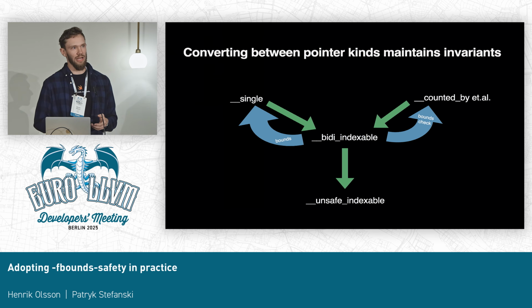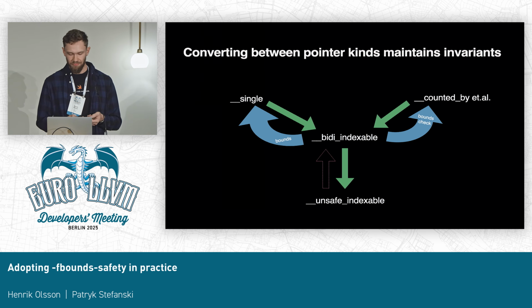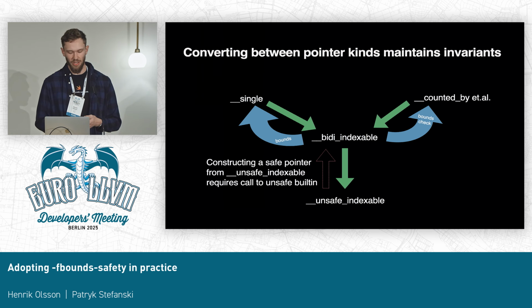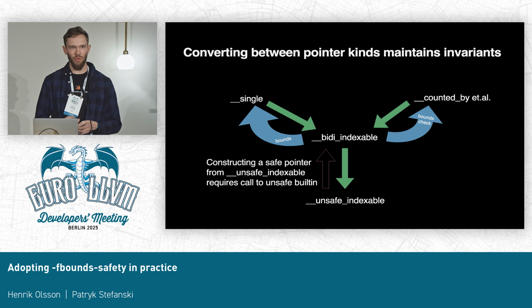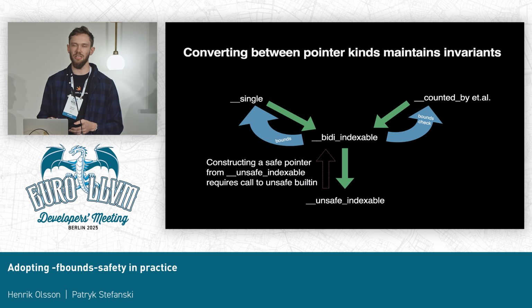These conversions all happen automatically, so that you don't need to insert any explicit casts because the compiler just knows what to do. But there isn't any implicit conversion from unsafe indexable, however. To forge a safe pointer from unsafe indexable, you need to use an unsafe built-in function. This informs the compiler of the bounds, but it also helps with auditability since you're being explicit about unsafely forging a safe pointer.